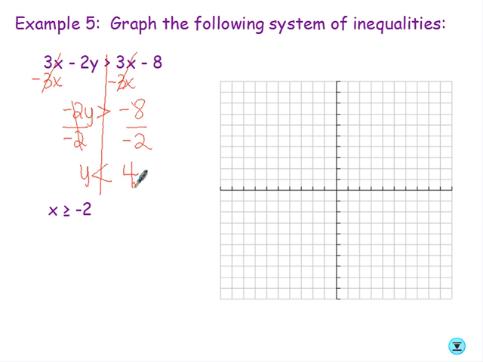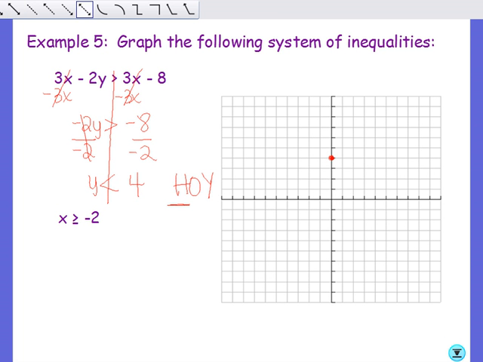What do you notice about this equation? I notice there's no more x's. No more x's means this is a HOY problem. HOY means horizontal. I'm going to go to 4 on the y-axis. 1, 2, 3, 4. Make a dot. Dashed or solid? There is no bar here. So we have a dashed red line that is horizontal.